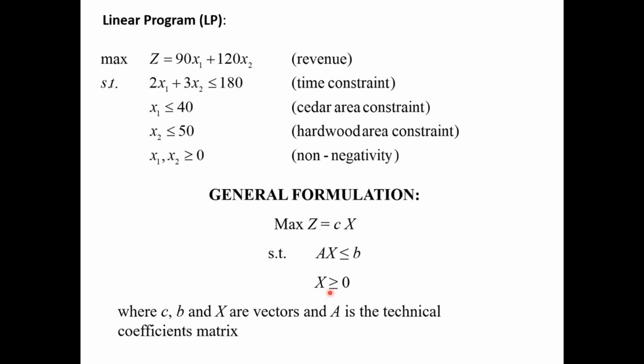So C and B are parameters, scalars if you like, and x is a vector of what we want to solve for, and A is our technical coefficients matrix.